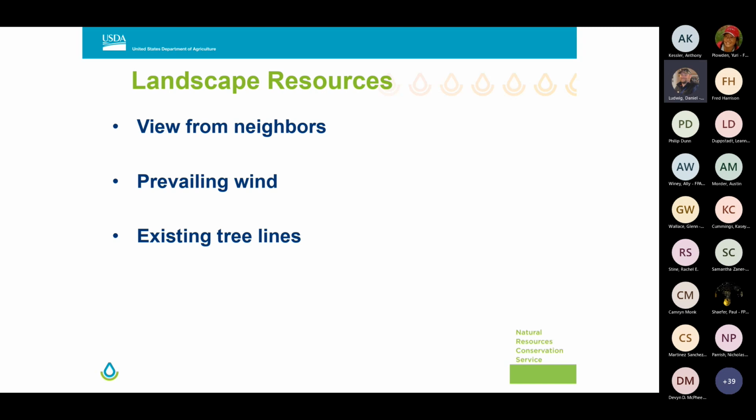Some of our landscape resources that we've got to think about is neighbors. We know that common sight, especially when it comes to our animal waste systems. They smell with their eyes. So what do they see and how is that going to affect how we plan things?